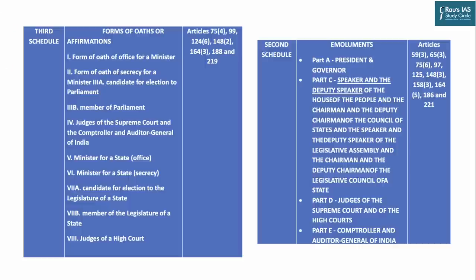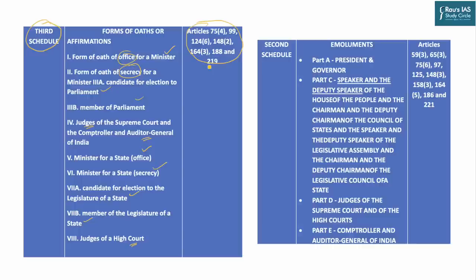Now, if we go through the basic provision of the Third Schedule, as you can see, this is your Third Schedule, where oath and affirmation of ministers at the Union with respect to the office and the secrecy, candidates fighting for the election to the Parliament, member of Parliament, judges to the Supreme Court, CAG, minister of the state for office and secrecy, candidates fighting elections to the state, members of Legislative Assembly or the MLA, and judges to the High Court are mentioned. And these are the following articles that are part of these oath and affirmation.